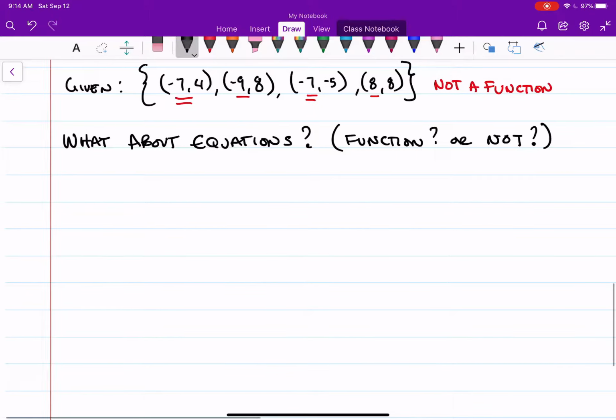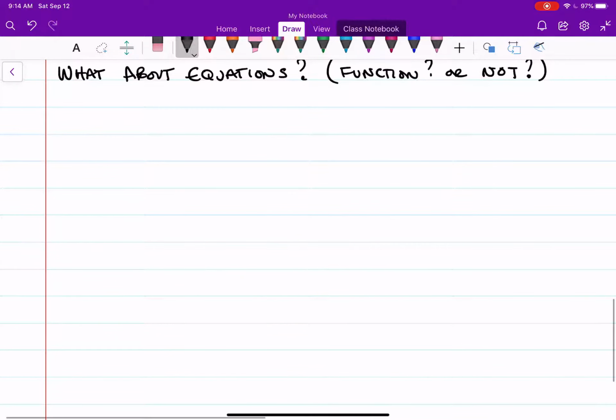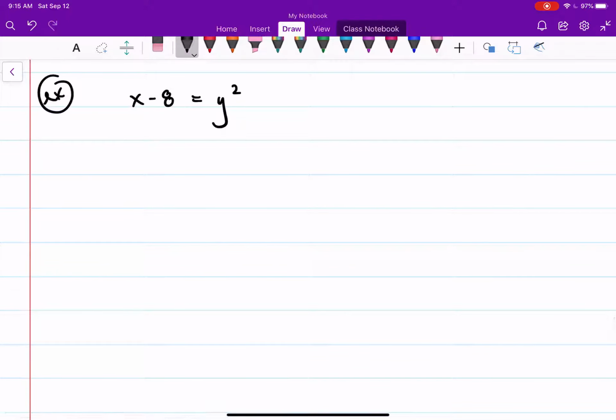Okay, so let's take an example here. Let's say I got x minus 8 equals y squared. Typically with equations, we're very familiar with getting y by itself, right? So we have y equals mx plus b. But there's a y squared, so it's a little bit different, but I'm still going to solve for y. I'm going to rearrange this so that it looks like what I'm used to, which will be y squared is equal to x minus 8, okay?